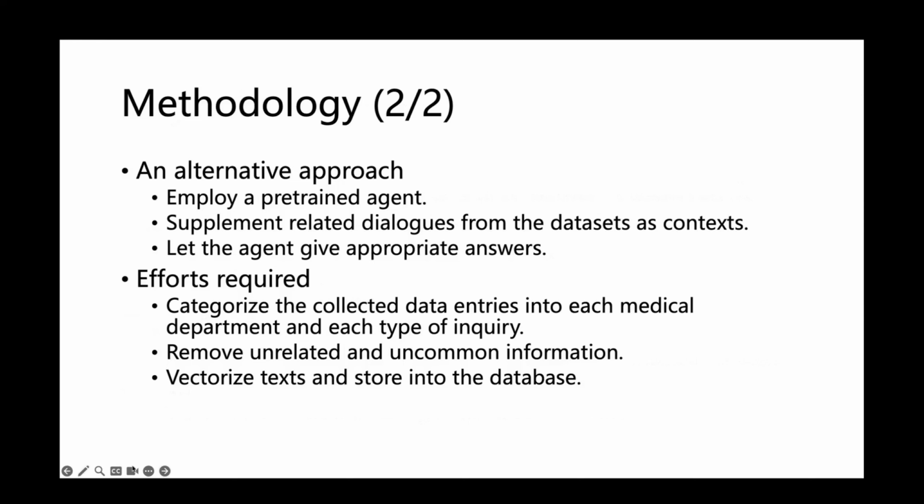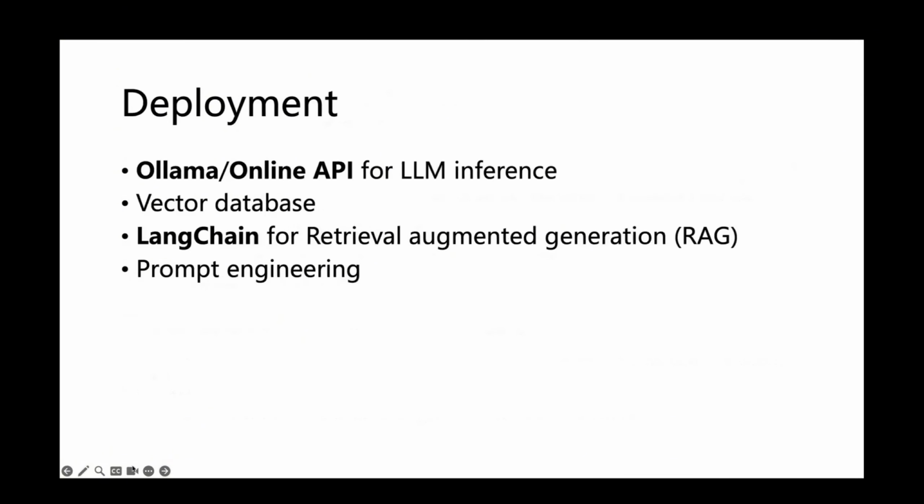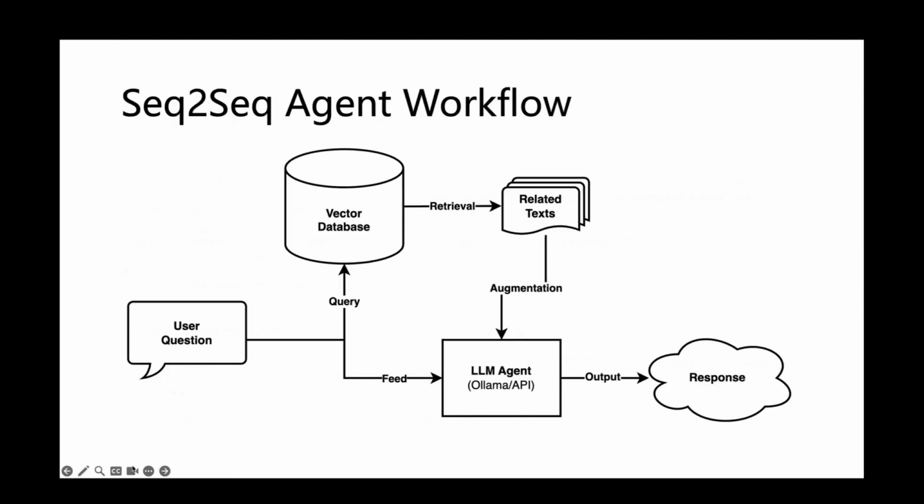That is, we employ a pre-trained agent with supplementary related dialogues from the dataset as context, and let the agent give appropriate answers. So we categorize and collect data entries, remove unrelated information, and vectorize text into the database. We use the Ollama online API for the inference. We use LangChain for RAG and also prompt engineering. This is the workflow for this sequence-to-sequence agent.